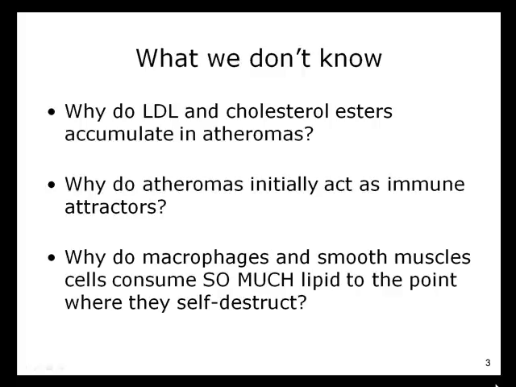Finally, why do macrophages and smooth muscle cells consume so much lipid to the point where they self-destruct? We understand quite a lot about why macrophages and immune responses are attracted to the atherosclerotic plaque. But what we don't know is why they continue to consume lipid to the point where they self-destruct, which would obviously lead to further problems with atherogenesis. The extremity of the problem doesn't make sense if you make some sort of logical argument as to why the body would be designed this way.